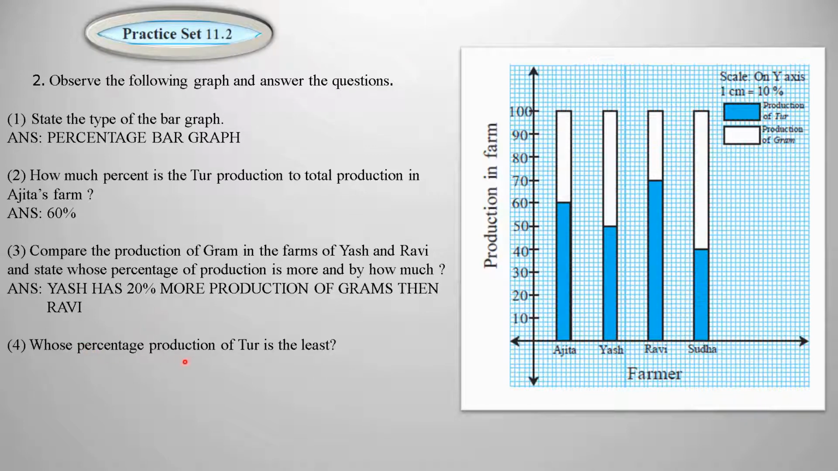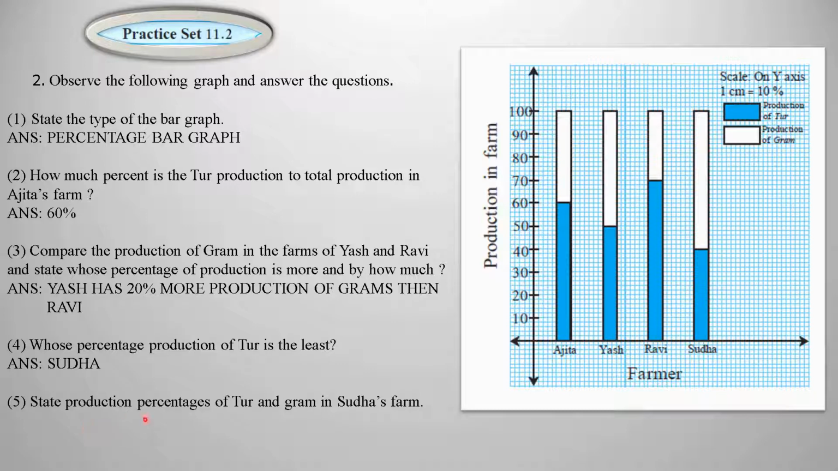Whose percentage production of tur is the least? Now as you see, blue color refers to the production of tur, and in this bar the production of tur for Yash is 50, while for others it is more than 50. For Sudha, if you see, it is 40%. For Yash, it is 50. For Ajita, it is 60. For Ravi, it is 70. While for Sudha, it is 40%. So from here, we can conclude that Sudha has the least production of tur.